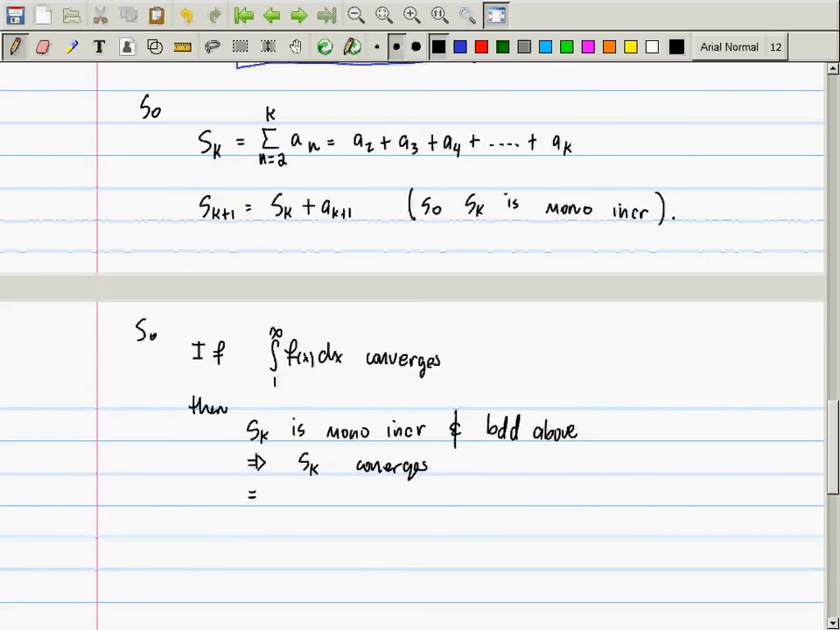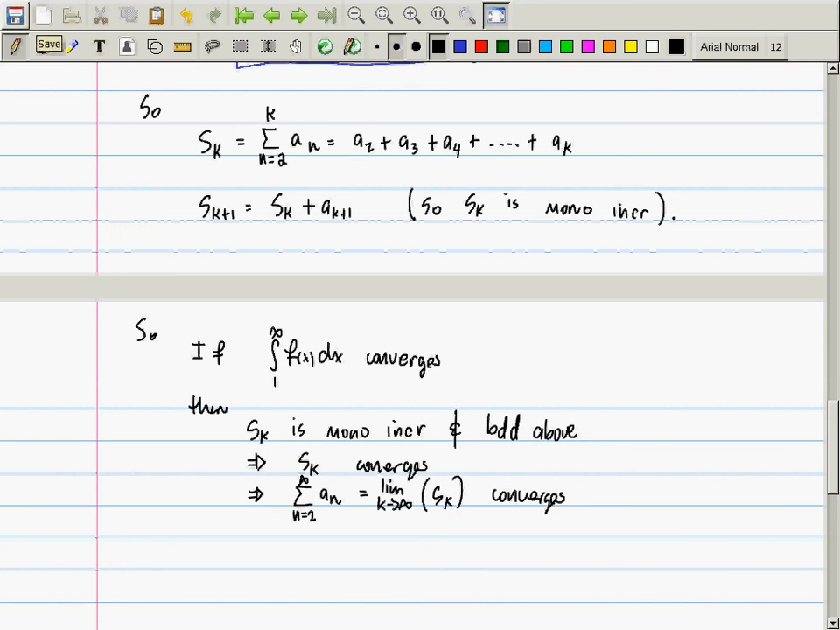Okay, now what does that mean for the original question? What was the original question? What do we want to show converges? The series, right? But what is the limit of the sequence here? It is exactly the series. Okay, good. I'm glad that everyone's paying attention. So then, therefore, the sum from n is 2 to infinity of an, which is, by definition, the limit as k goes to infinity of sk, converges.